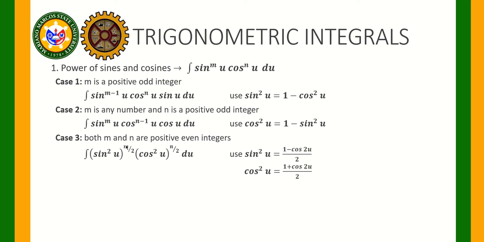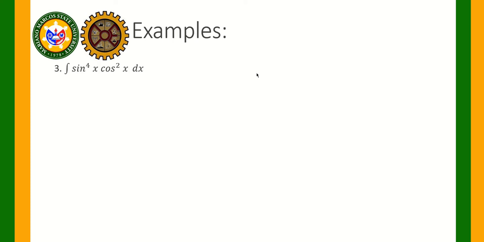And our integers, si m natin is 4 and our n is 2. So they are both positive even integers. And ito yung mga gagamitin natin to substitute yung mga values na to. Okay, so sulat muna natin siya in terms of case 3. Since x lang naman yung variable natin dito, we can just let it be as bx. Hindi na natin kailangan mag-use substitution.